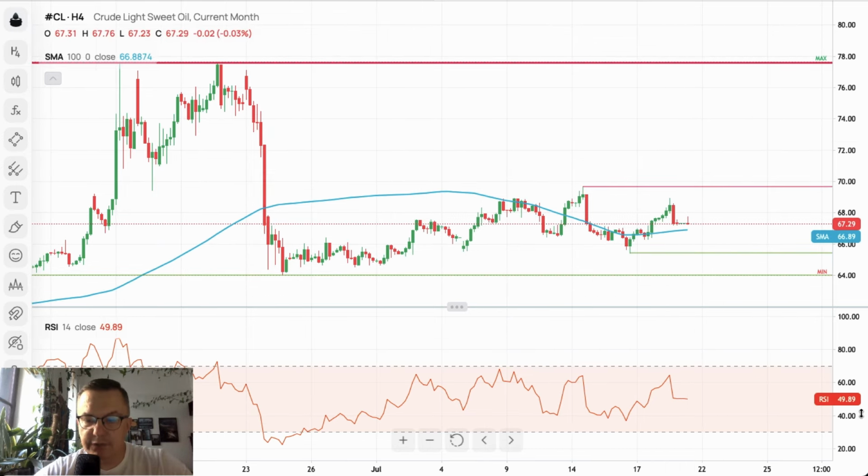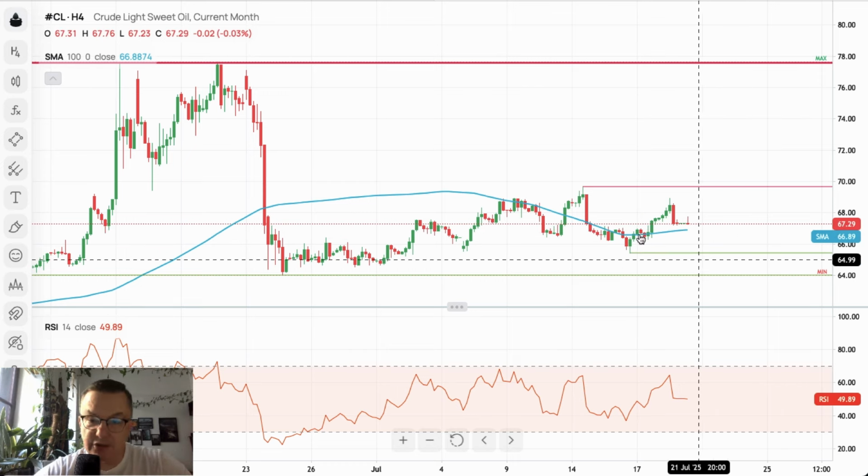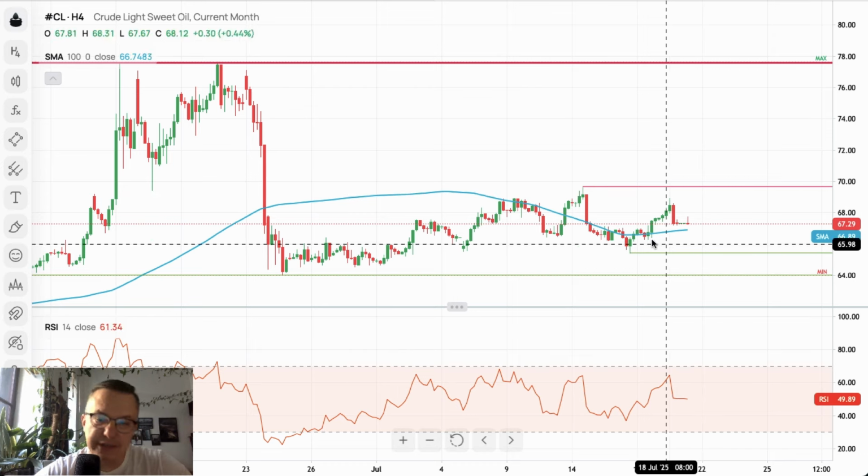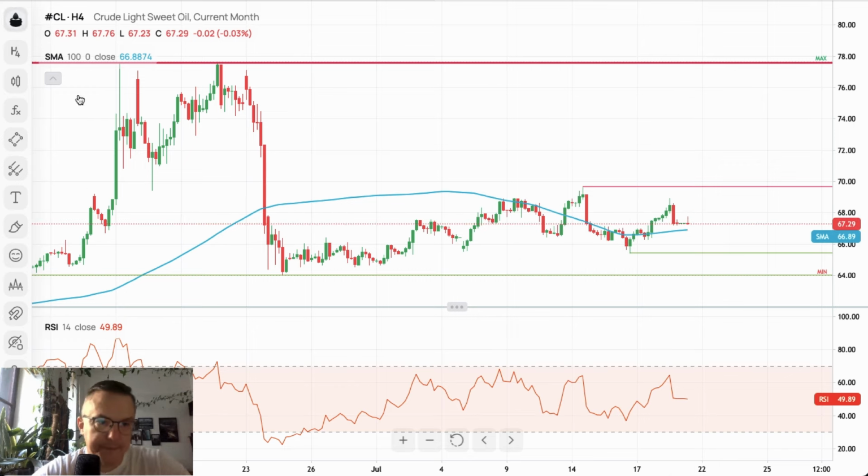Momentum is neutral, 49.89, so nothing is going on here on the crude oil. We are trying to test the 100 periods moving average, which is almost flat again. So range trading, moving average trading, testing, and sideways market on the crude oil.